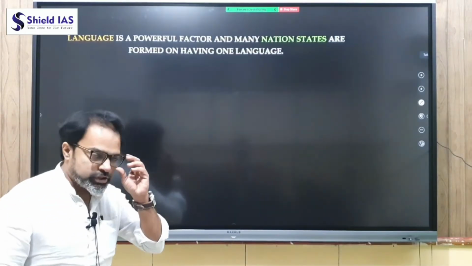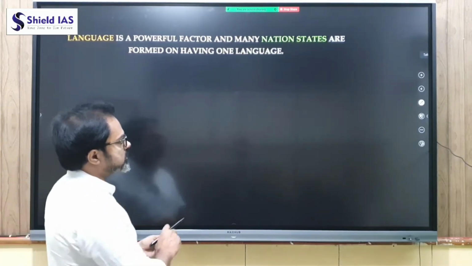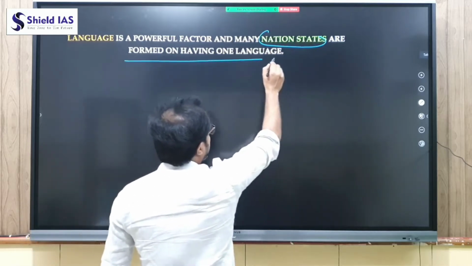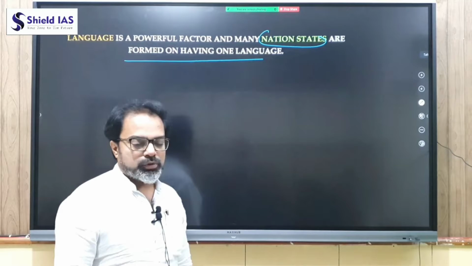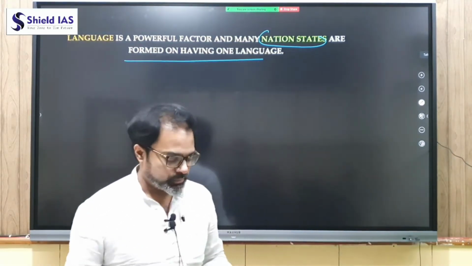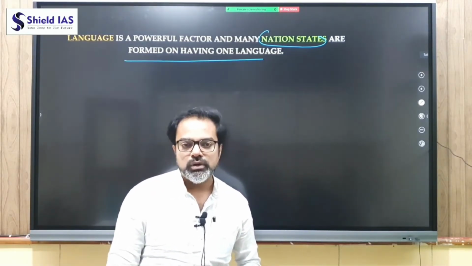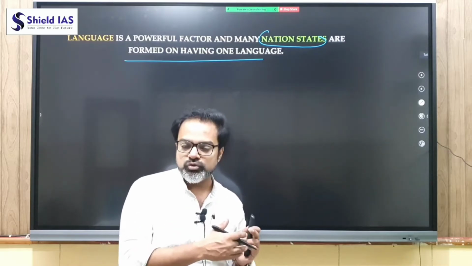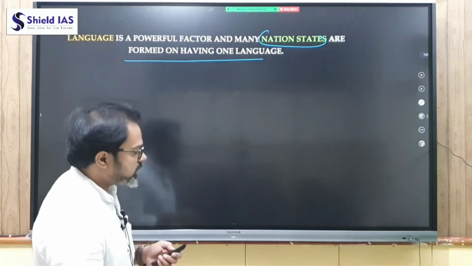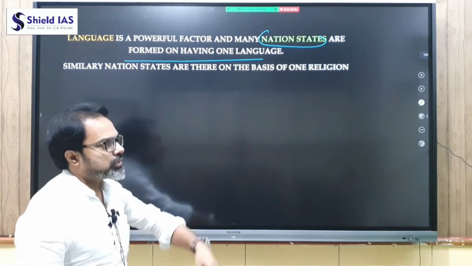So we can start with the statement: language is a powerful factor and many nation states are formed on having one language. Yes, one language, one country is a very powerful factor. So I am going to give a comprehensive answer. If this question had been on the basis of religion, what would the answer have been? If it is about language, what would the answer be? It's almost the same. I am taking both sides now. Similarly, nation states are there on the basis of one religion.